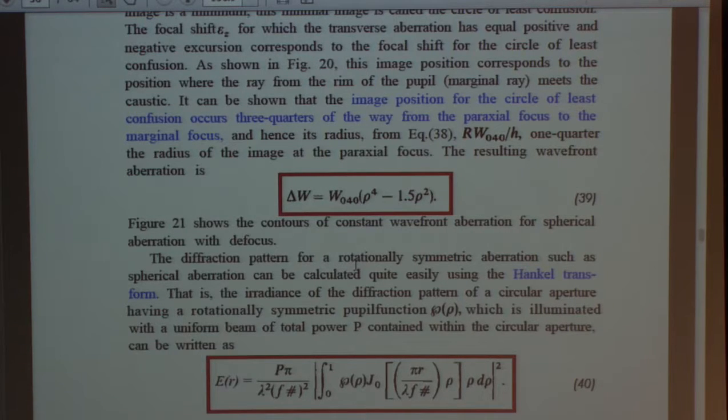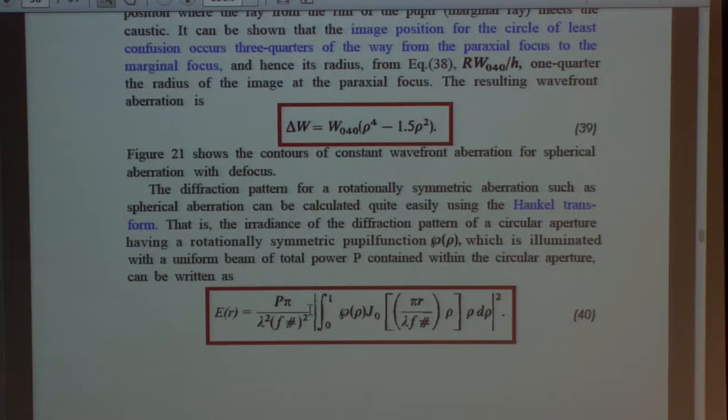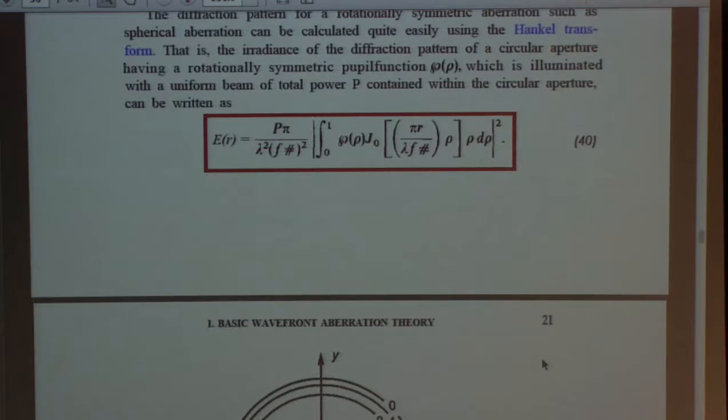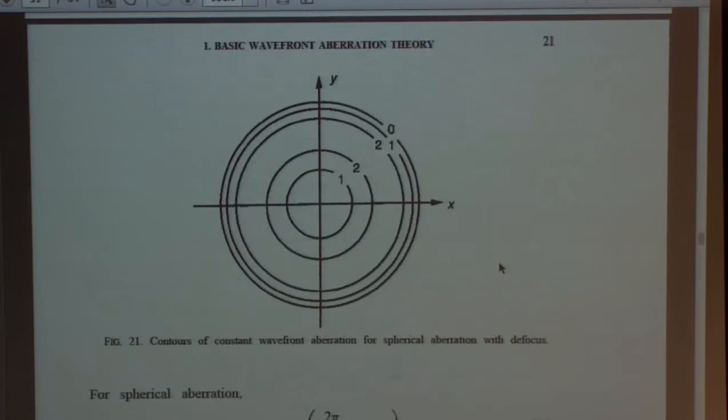Well, this wavefront is rotationally symmetric. So the diffraction pattern is going to be rotationally symmetric. And when you think about calculating diffraction patterns of rotationally symmetric functions, at least I think the Hankel transform is a way to do it. And so if you go through it here, this would be the Hankel transform of this circular aperture. I think maybe we showed this before.